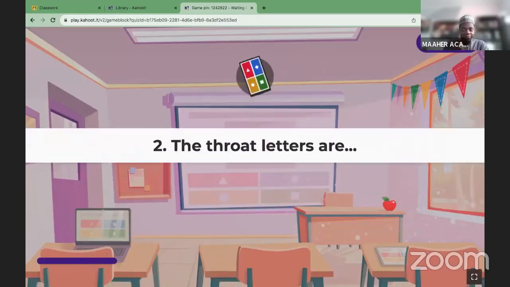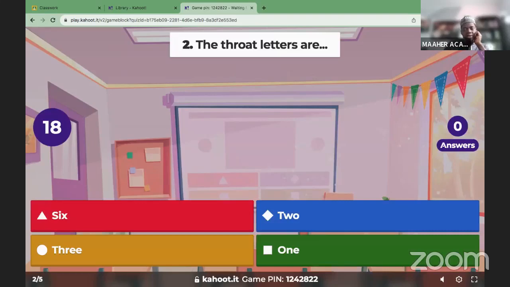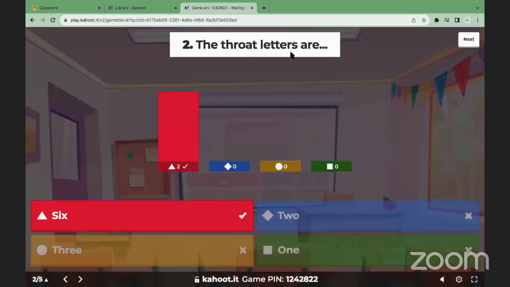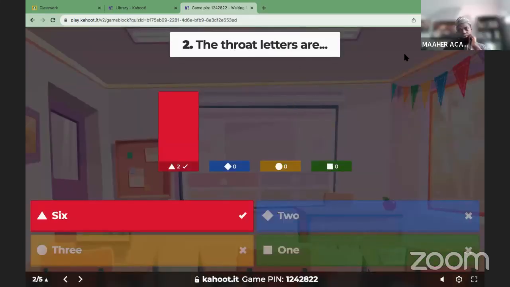Okay, so we have the mouth. We'll talk about the throat today. We have the lips, the tongue, and the nose. So the throat letters are 6. Okay, we've got 6 throat letters.